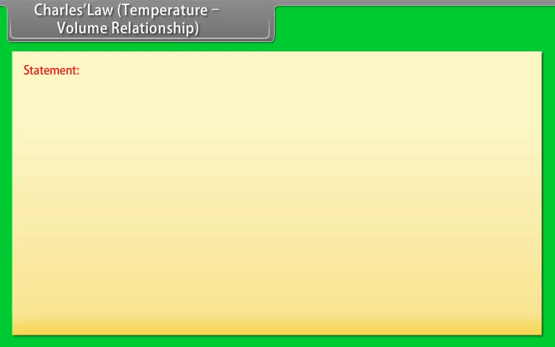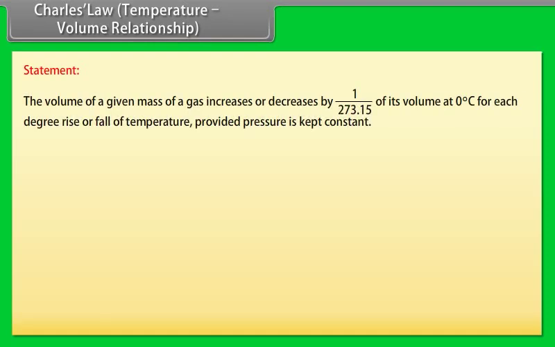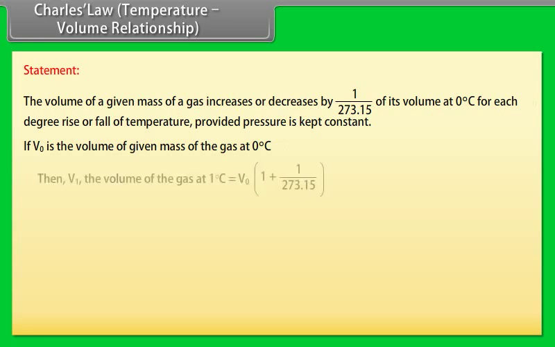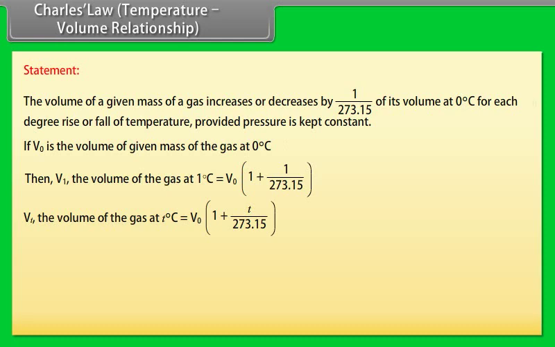Charles' law, temperature-volume relationship. Statement: the volume of a given mass of a gas increases or decreases by 1 by 273.15 of its volume at 0 degrees Celsius for each degree rise or fall of temperature, provided pressure is kept constant. If V0 is the volume of a given mass of a gas at 0 degrees Celsius, then V1, the volume of the gas at 1 degree Celsius, is equal to V0 into 1 plus 1 by 273.15. Vt, the volume of gas at t degrees Celsius, is equal to V0 into 1 plus t by 273.15.